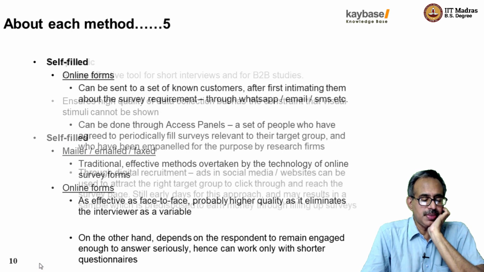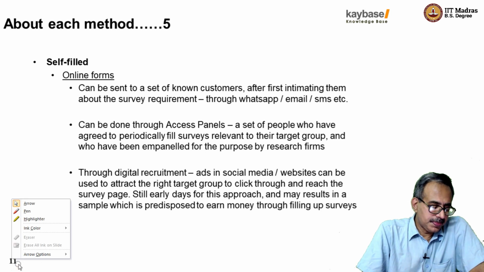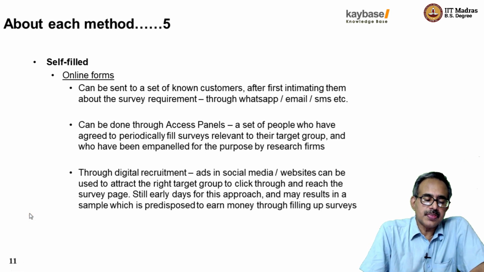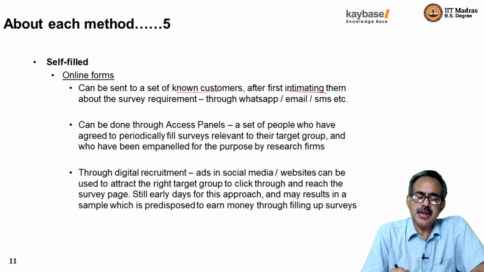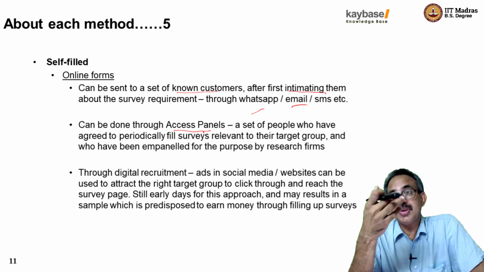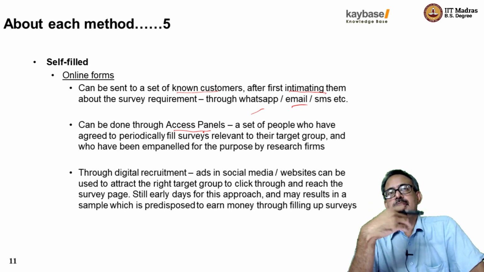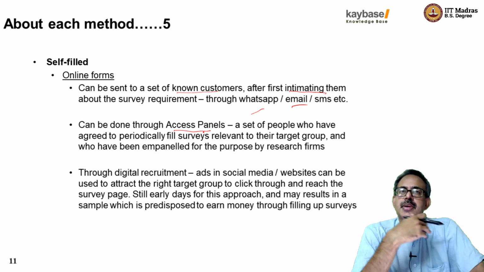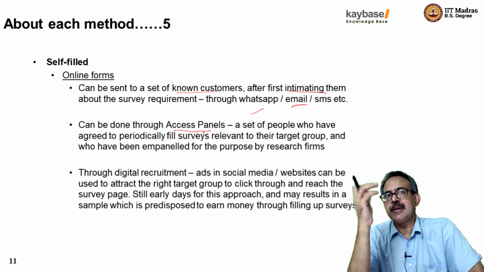Now, we'll just talk briefly about access panels. Online forms can be sent to a set of known customers after first intimating them that a survey is going to happen. This can happen through WhatsApp, email, SMS, whatever, doesn't matter. Access panels is when people have signed up and agreed. So they can no longer protest saying my privacy has been invaded, because they have agreed to fill up surveys. Now they can limit it. They can say I'll fill up 8 surveys in a year, or 12 surveys in a year, or 2 surveys in a month. And then you can't exceed that.